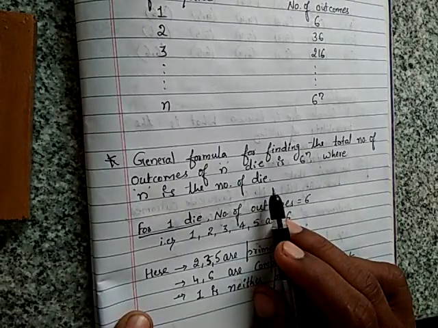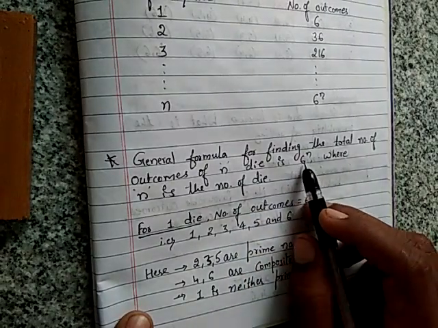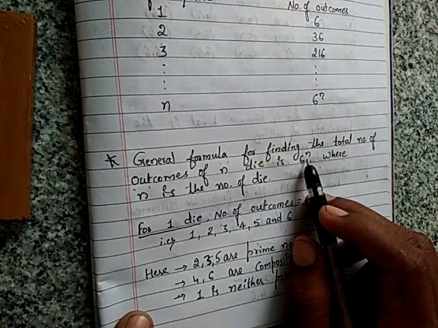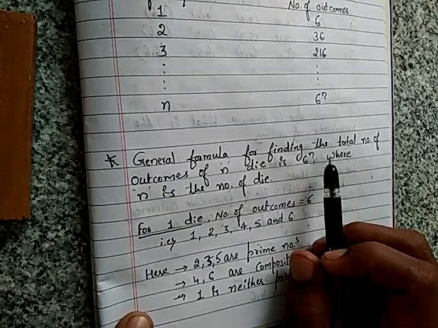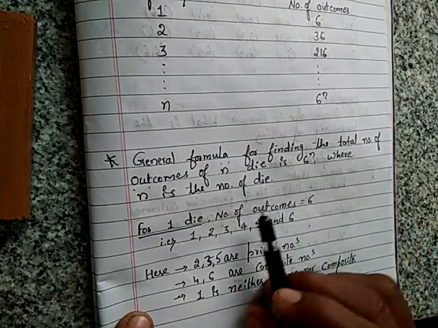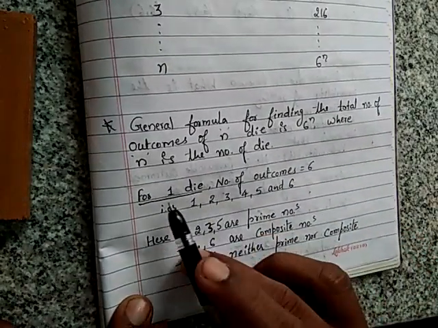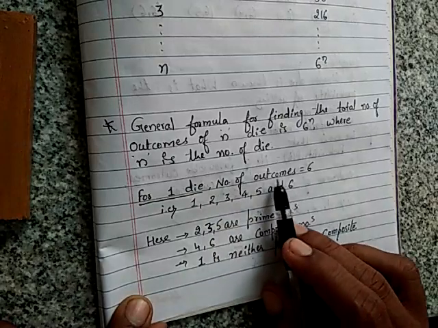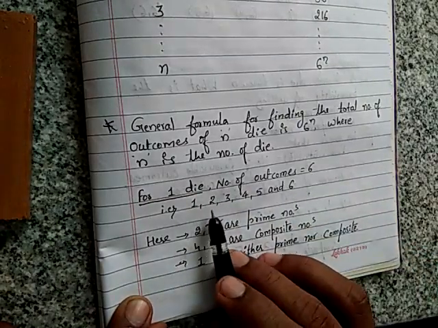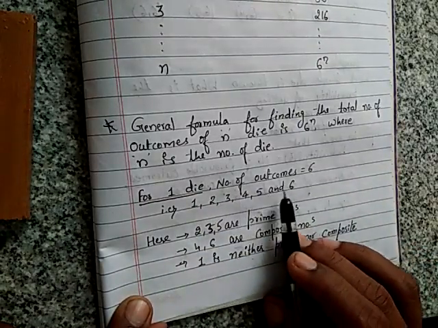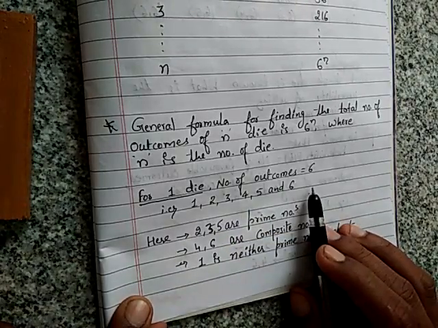Okay, this is very important. So please remember, 6 to the power n is the general formula to calculate the total number of outcomes for the die or dice. Okay, so we will see here, for one die the number of outcomes will be 6, that is 1, 2, 3, 4, 5 and 6. So totally how many are there?